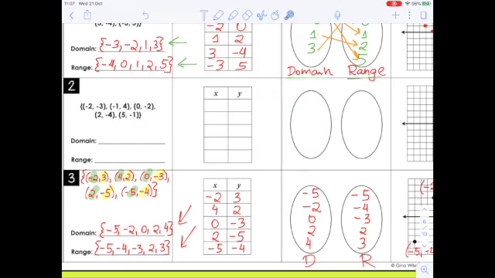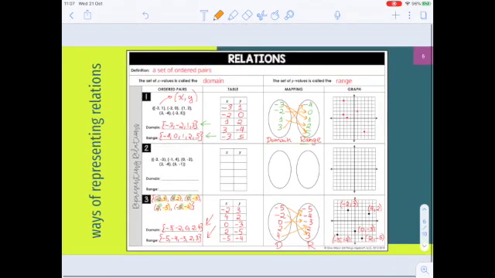Now we have to find the relation between them. So in this case, -2 is related to 3. 4 is related to 2. 0 is related to -3. 2 is related to -5, so 2 to -5. And -5 to -4.